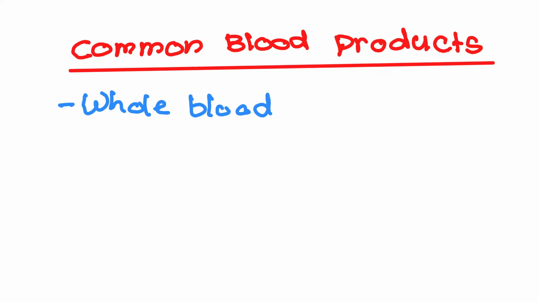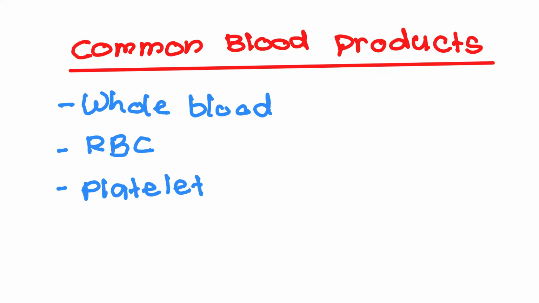Then red blood cells, right? This is the component that we commonly transfuse in our general setting. It means we have to separate the red blood cells and transfuse them, right? Then platelets. Platelets also can be separated using a centrifuge or other techniques.